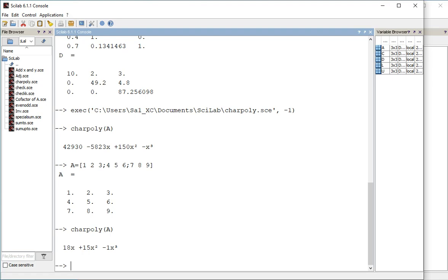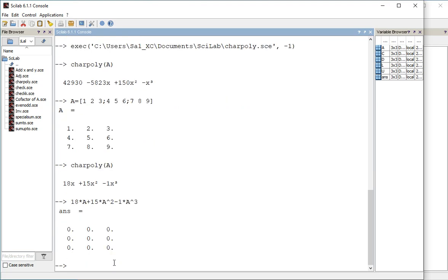See, you know that the constant term gives the determinant of A, and the determinant of A is 0, so here it is 0. So that can help you to find the inverse. You know that the Cayley-Hamilton theorem says that matrix A satisfies its characteristic polynomial. So how will you do this? Just replace x by A. So see, 18 times A plus 15 times A square minus 1 times A cube, and see what the answer is. It's 0.